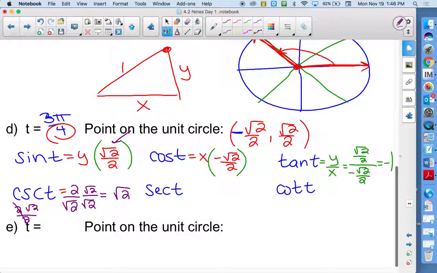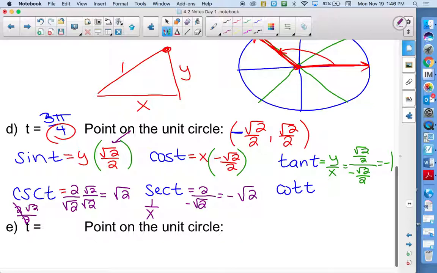So doing the same thing for the cosine, we know it's x, the secant is 1 over that value. So take your cosine value, flip it, so 2 over negative square root of 2. And it's going to be negative square root of 2. Because the sine was positive, the cosine is negative, they have the same value because it's a 45, 45, 90 triangle.